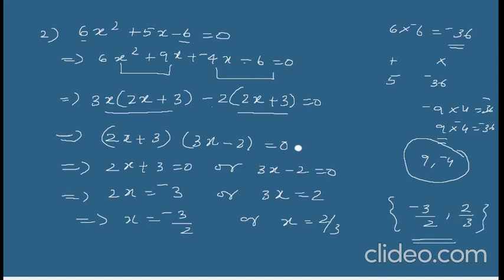So always remember, a quadratic equation will have two roots. You know that for a quadratic polynomial there will be two zeros. Similarly, for a quadratic equation there will be two roots. Clear?